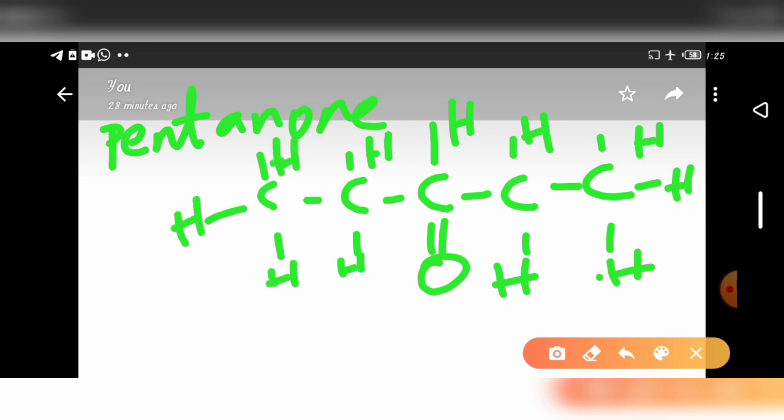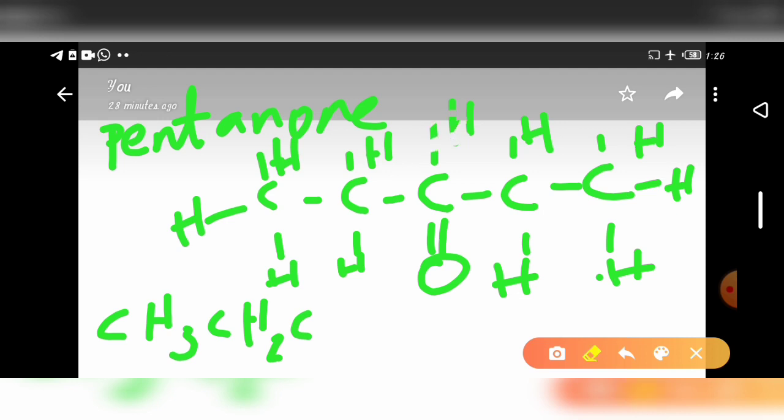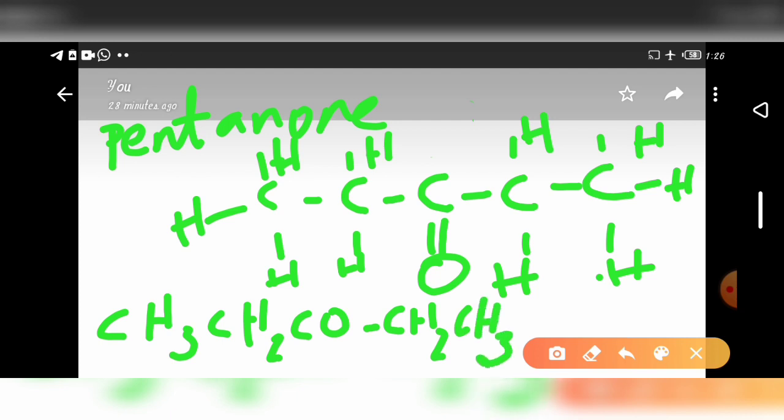So now you have to write the formula. See here CH3, CH2, sorry, this hydrogen does not come, because see here, this double bond O and here one bond, here one bond. So only double bond O will be there. So CO, CH2, CH3, that's all. This is the correct format of pentanone. So whenever they give the formula or name, you can predict it easily.